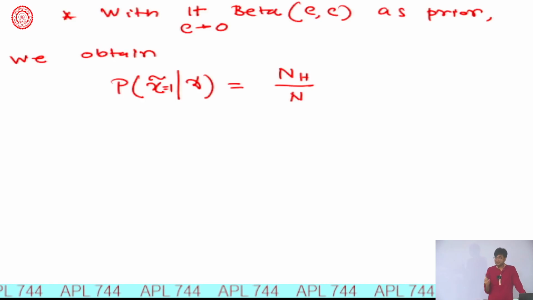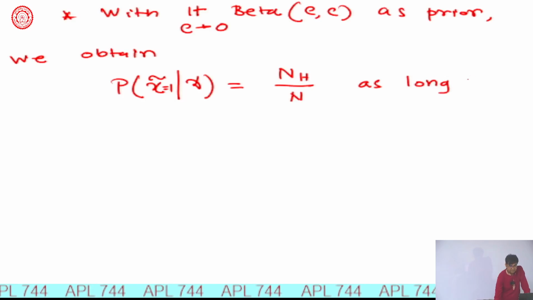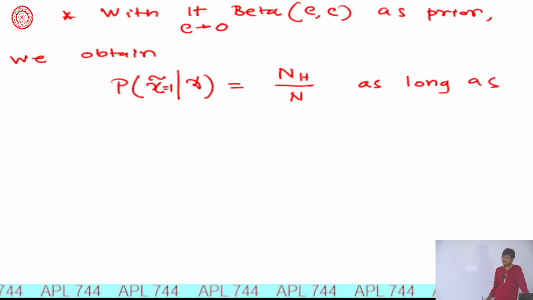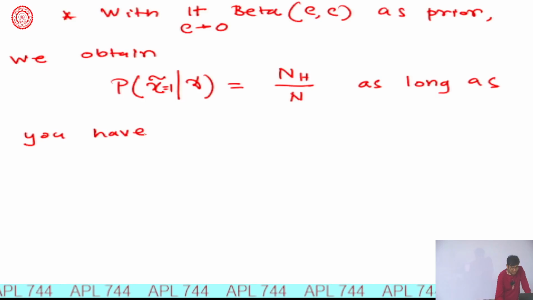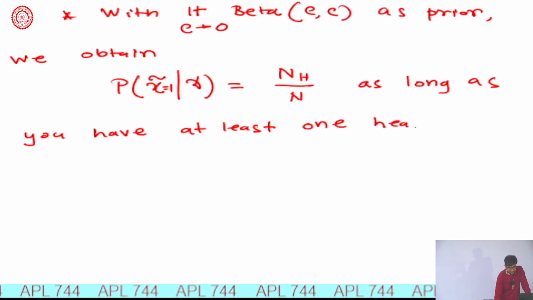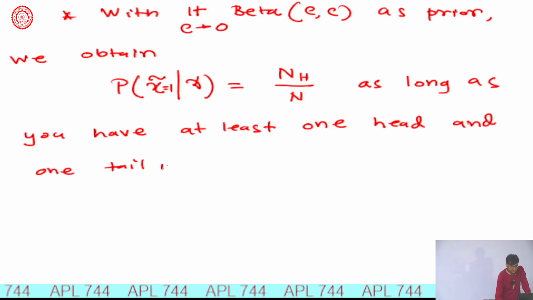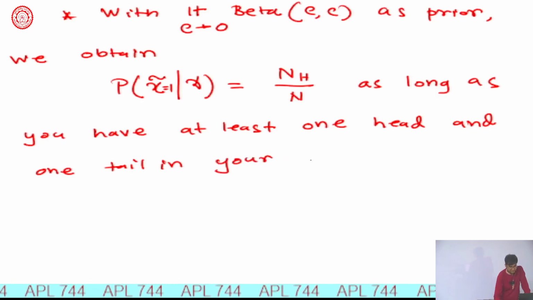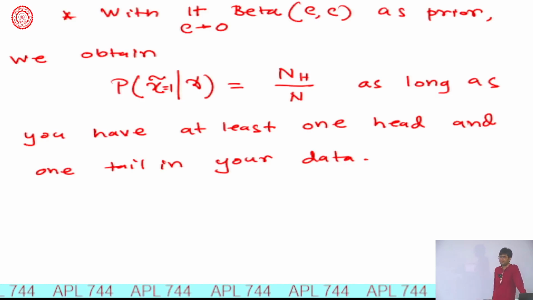However, there is a catch here. Okay. You will only obtain this result as long as you have at least one head and one tail in your data. You will only obtain this as long as you have one head and one tail in your data.